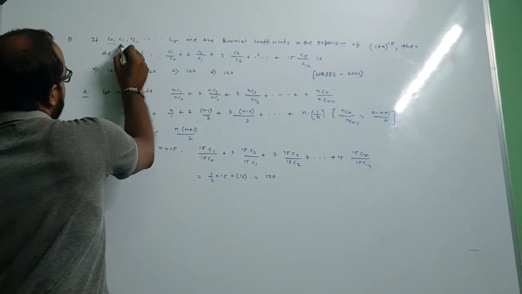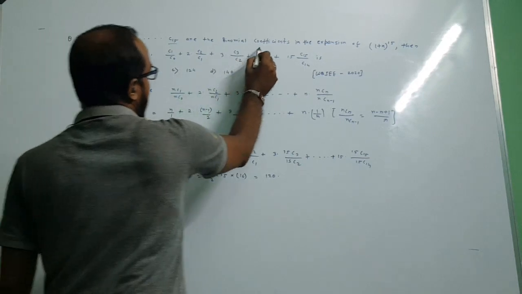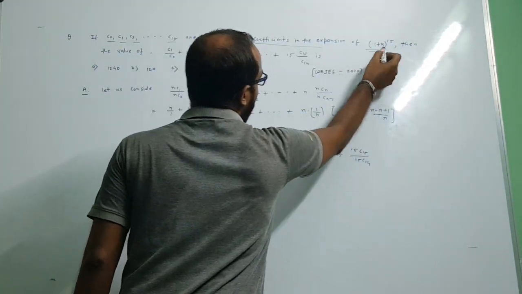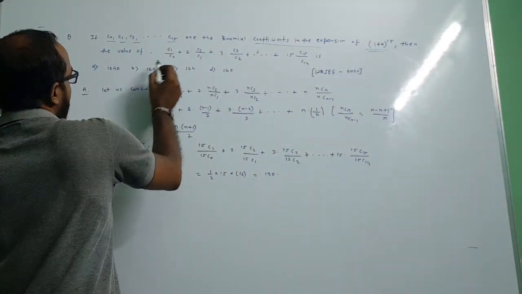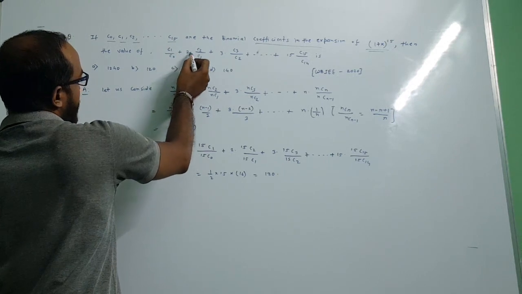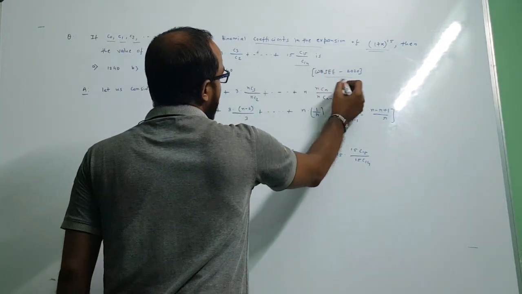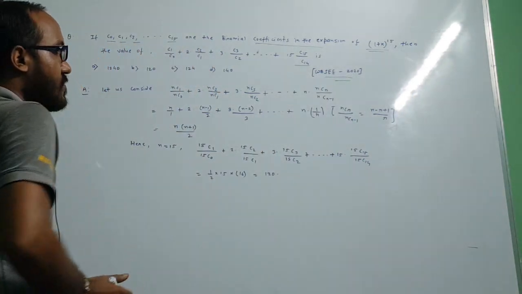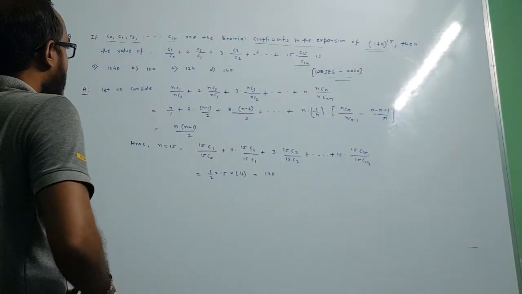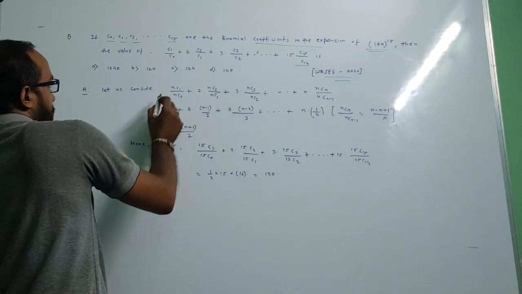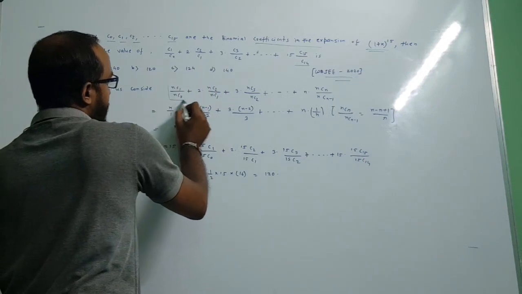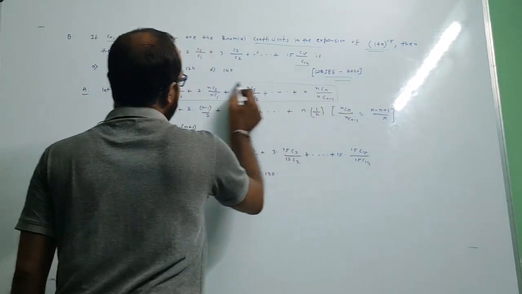See, if C0, C1, C2, up to C15 are the binomial coefficients in the expansion of 1 plus x to the power 15, then find the value of this: C1 by C0 plus 2 into C2 by C1 up to 15 into C15 by C14. This problem came in WBJEE 2020. Now let us see the general formula for this.